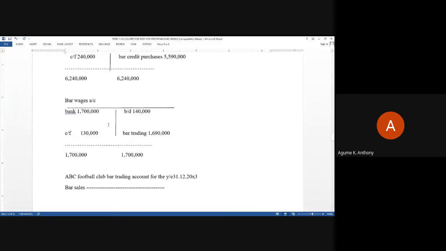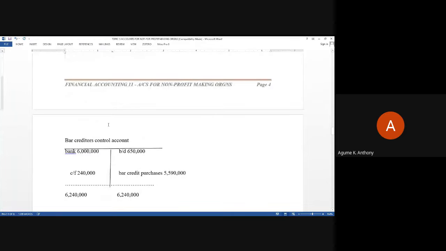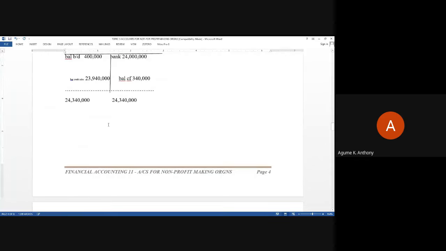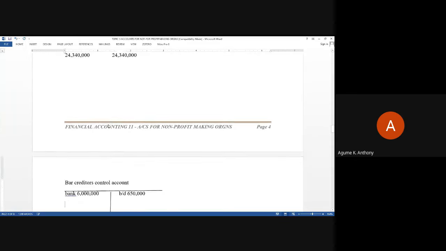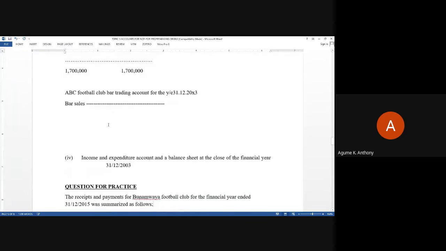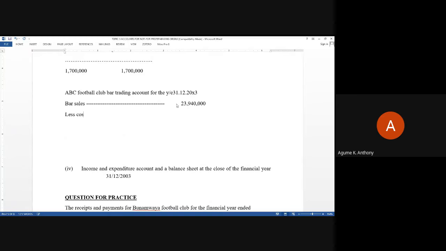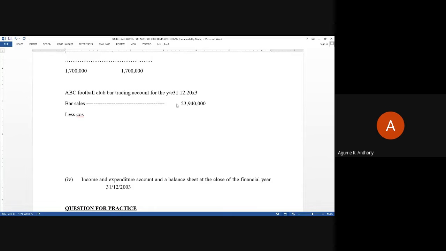Okay, and you'd have your bar sales, and the bar sales you had determined from your control account as 23,940,000. Then you less cost of sales, and you know cost of sales is composed of opening stock, and the opening stock is 250.